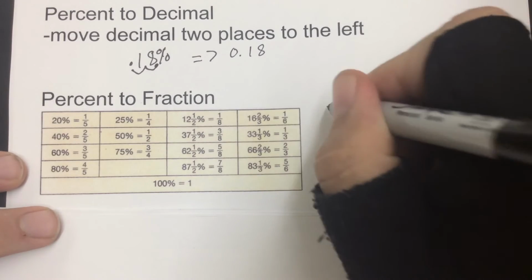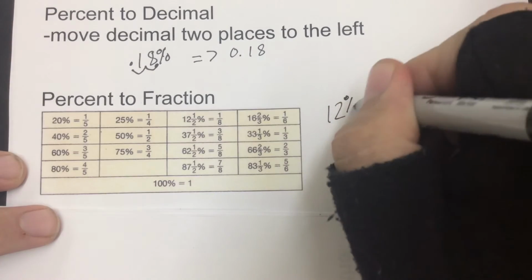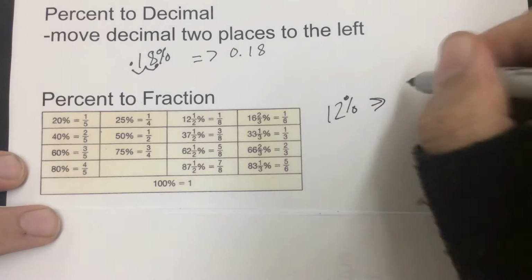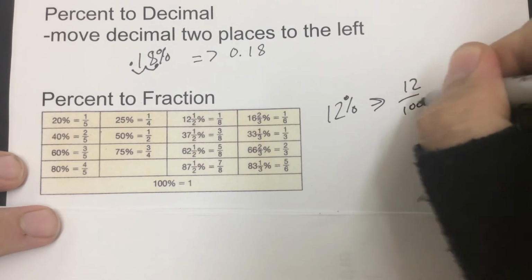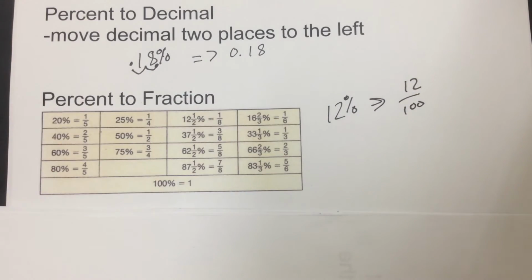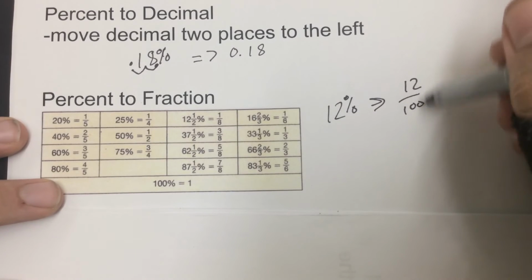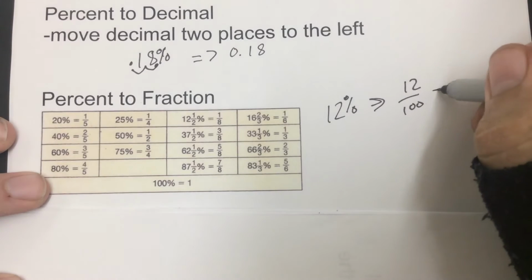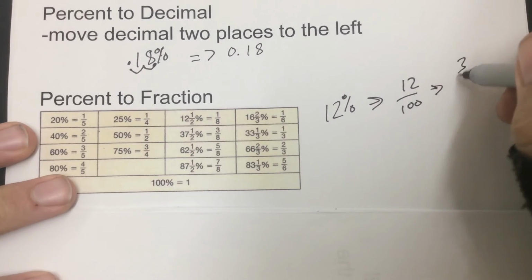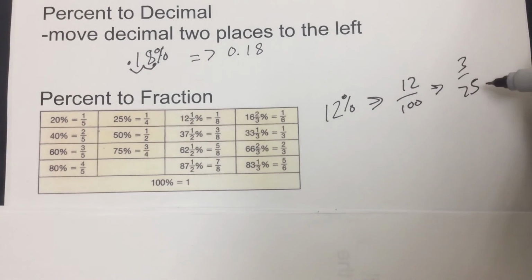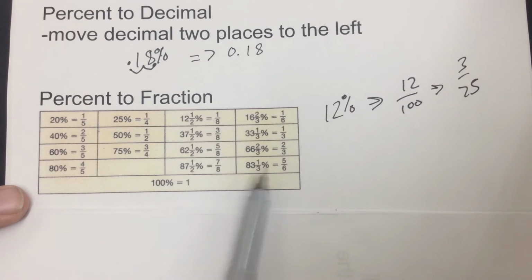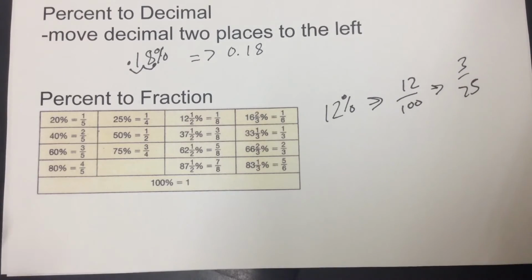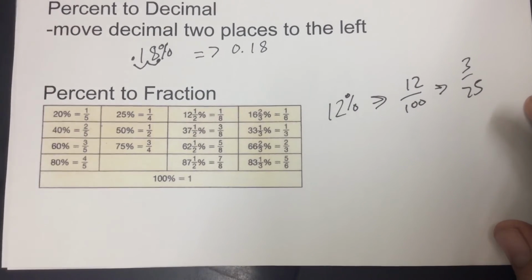So if it's 12%, that's going to be the same thing as 12 over 100. So any percent is really a number over 100, so we can rewrite it as that. Now we could simplify this. We could divide it by 4, which would give us 3 over 25. You always want to reduce then. But if it doesn't fit on this, you can always put it over 100, whatever the percent is, and then simplify it down.